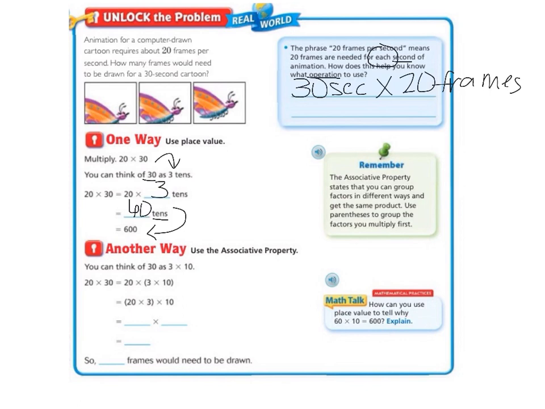I could also look at this by taking the zeros out of the problem and saying 20 times 3 times 10. So we're breaking 30 into 3 times 10. And then I do 20 times 3 is 60 times 10 gives me 600. So in order to make a 30-second cartoon, you would need to draw 600 frames.